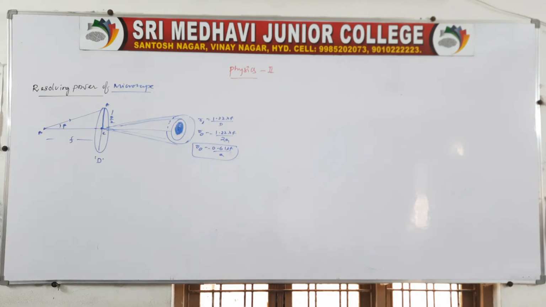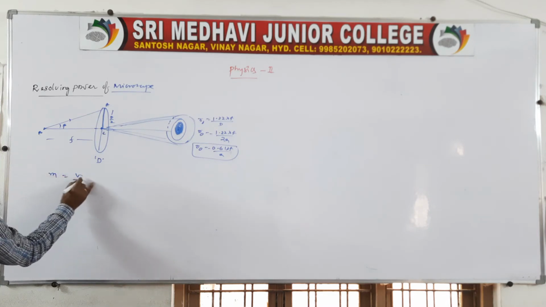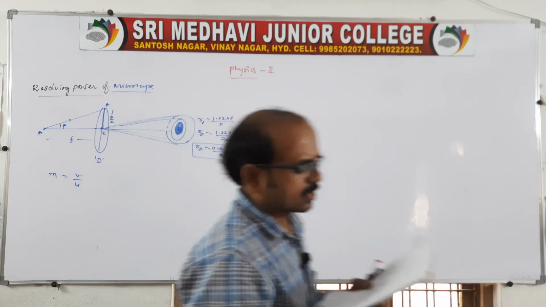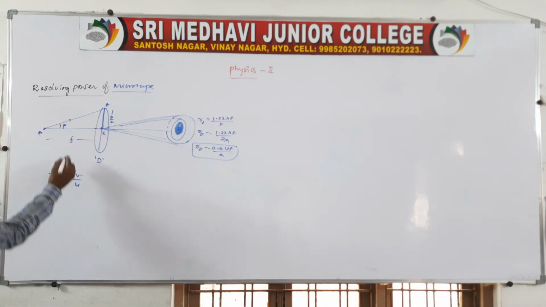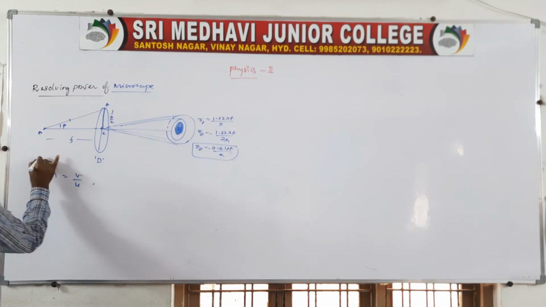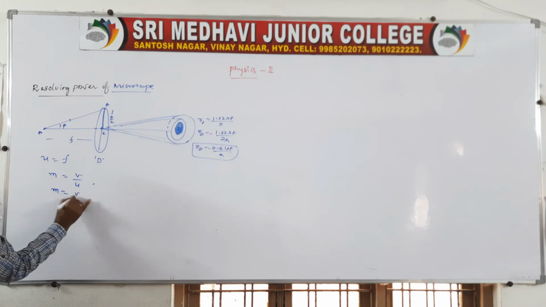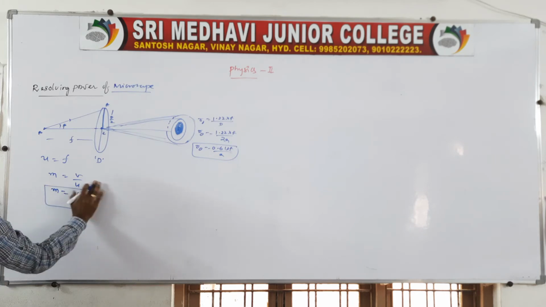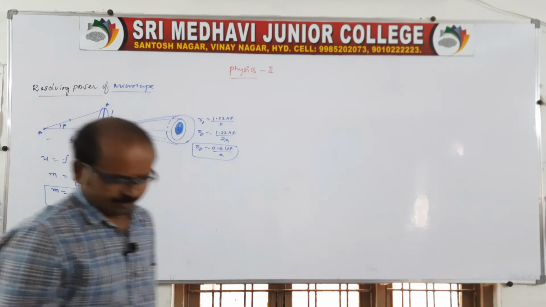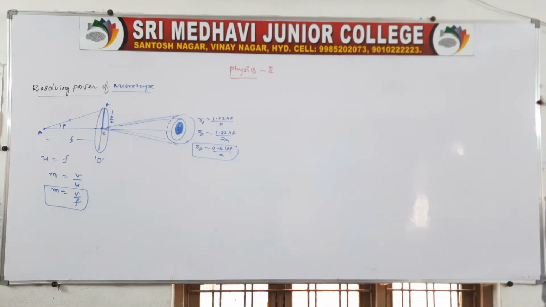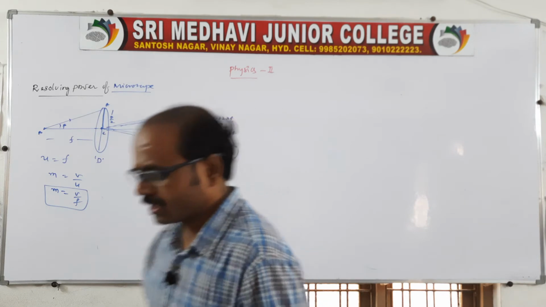No problem. Here we know the magnification of a lens is v by u, the size of the image by the size of the object. Or we can also say, because the object is at a distance equal to f, that m is equal to v by f. You keep these two expressions. By using this we should get the resolving power. For that, we should know about the limit.